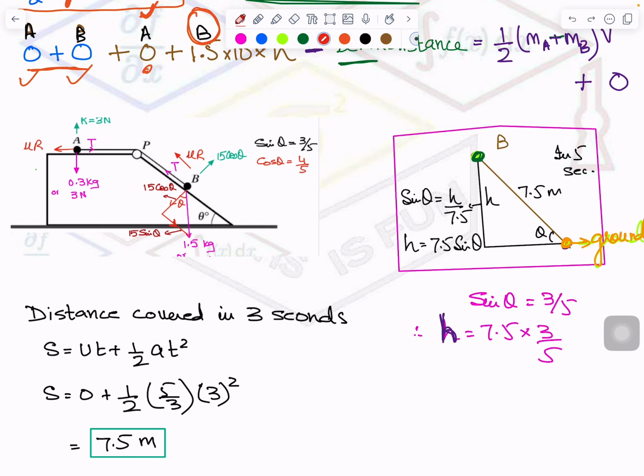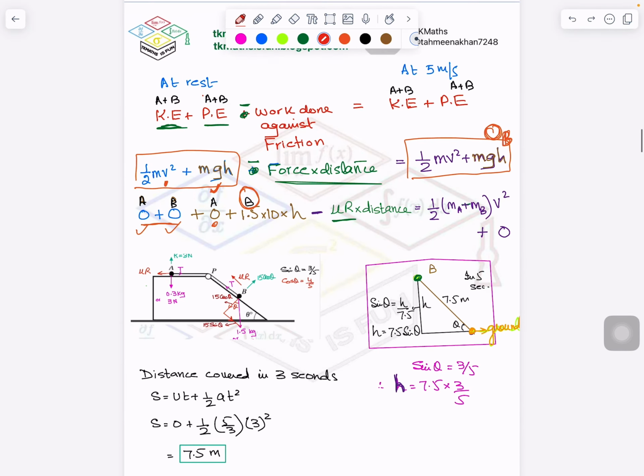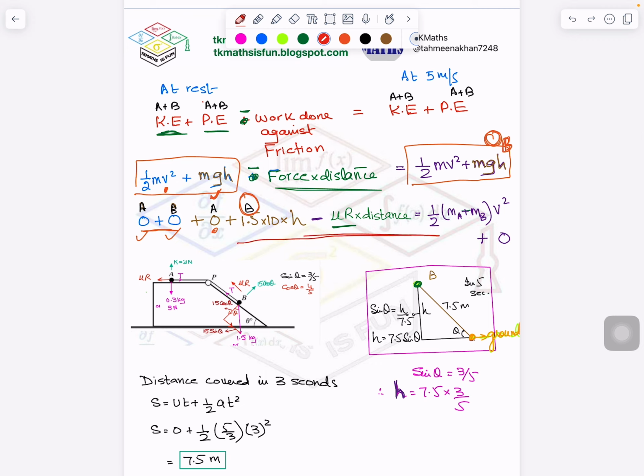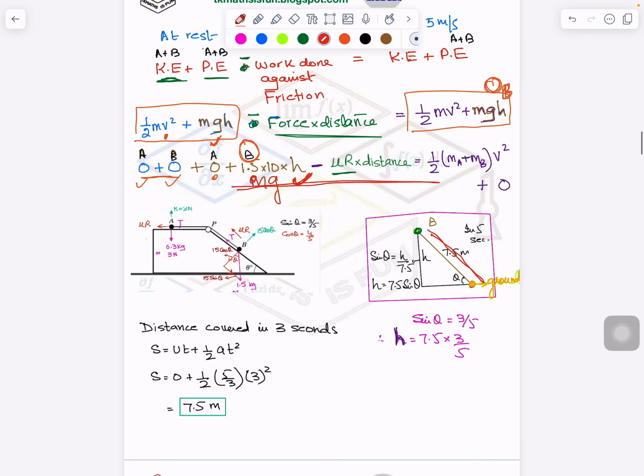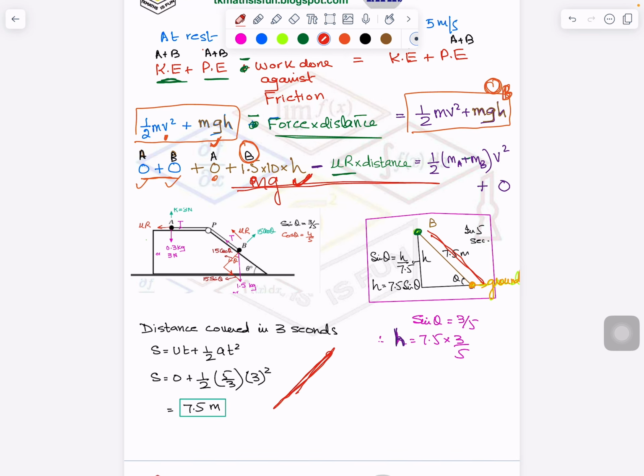Let me erase all this. Okay, so now if you look at this diagram equation again, I know the height, which I will find out. This is your mass and gravity, which is 10. So you know this value also. Mu R you will find out. Distance we have just found here, 7.5 here. How did I find it out? I will show you here. So this is the energy equation in which I'm going to substitute the values.